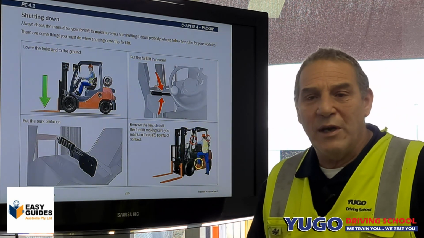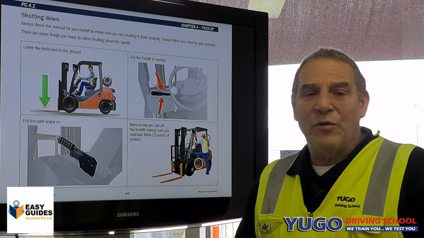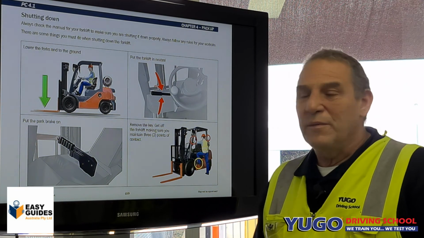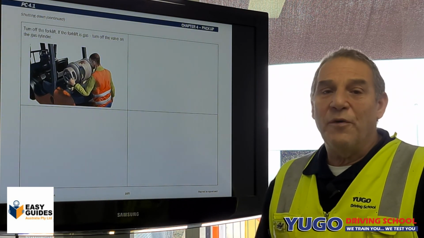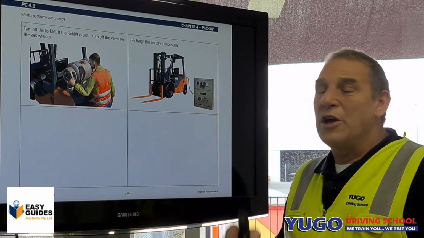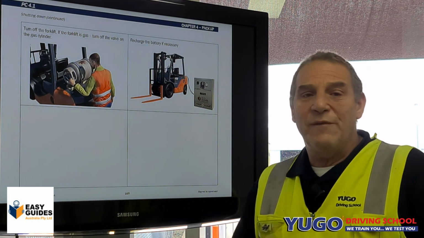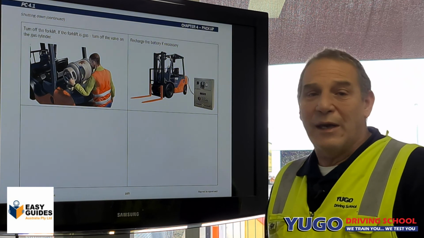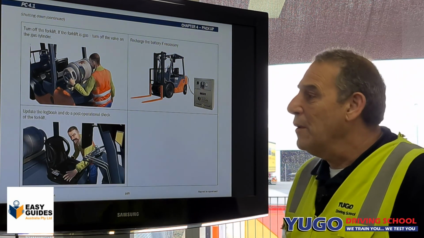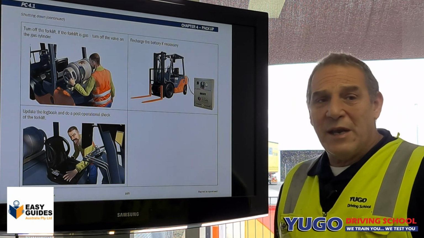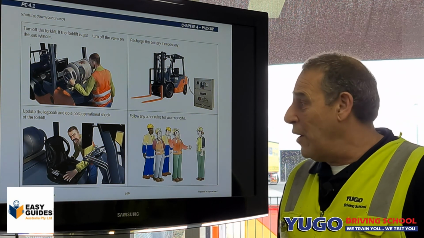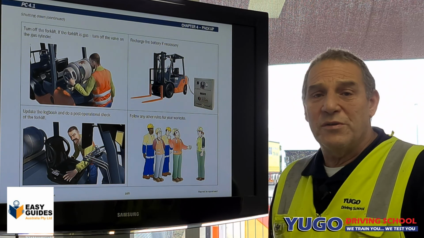Why do you remove your key? To stop any unauthorized use of the forklift. Make sure you turn your gas off or charge your forklift, depending on what you're using, if you're using electric or if you're using a combustion engine. Update your logbook, and if your worksite has any procedures, follow your worksite procedures.